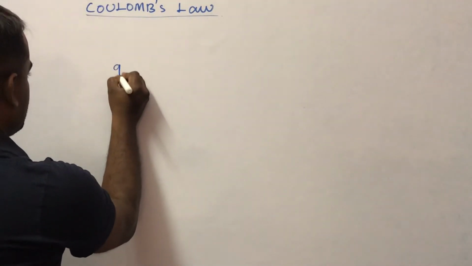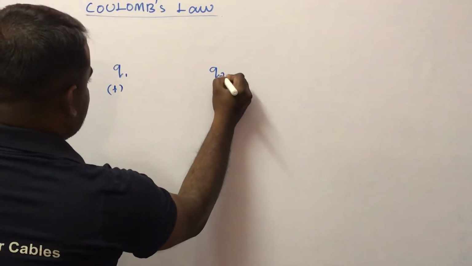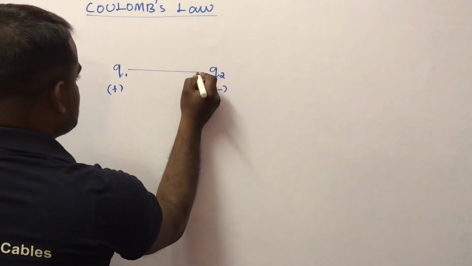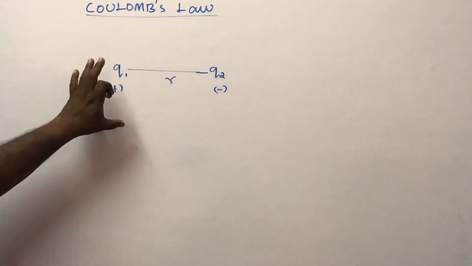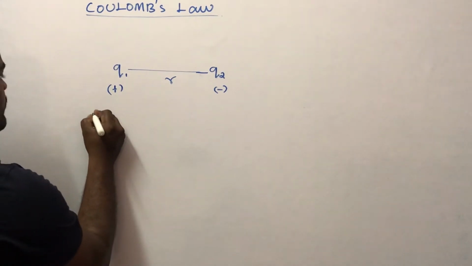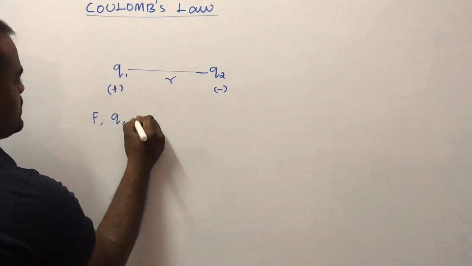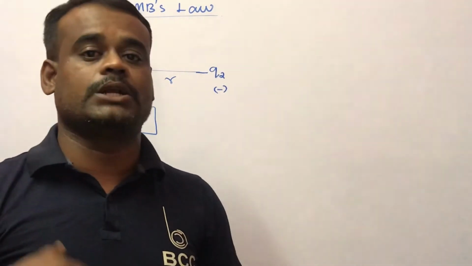Similarly, here we consider two charges. One is a positive charge, that is the first charge, and the second charge is a negative charge. The two charges are separated by some distance. That distance I have to consider as r. With the help of these three parameters, the two charges and r, we are going to calculate the force.